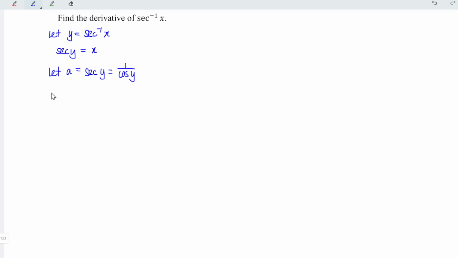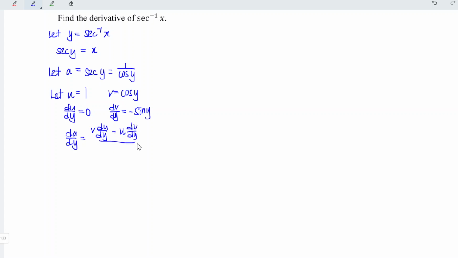Apply the quotient rule, we let u be equal to the numerator 1 and v be equal to the denominator cos y. Differentiate u with respect to y, we obtain 0. Differentiate v with respect to y, we obtain negative sine y. Apply the quotient rule, dA/dy is equal to (v du/dy minus u dv/dy) divided by v squared. Substitute and we should have (cos y times 0 minus 1 times negative sine y) divided by cos squared y.